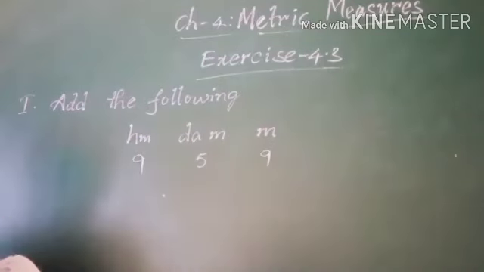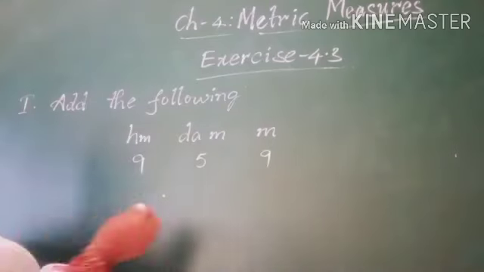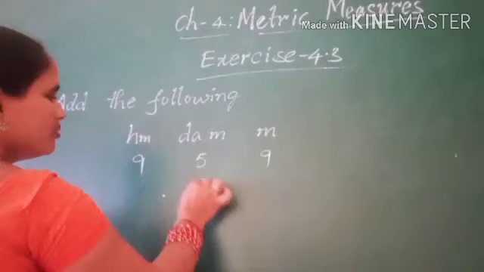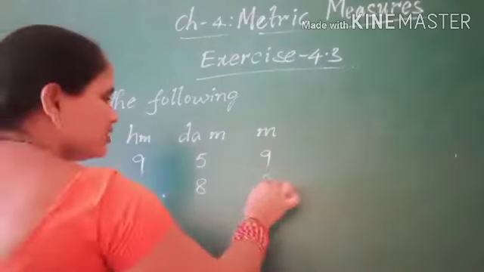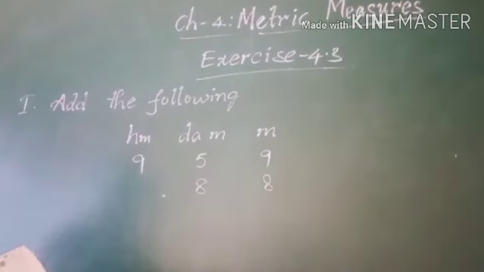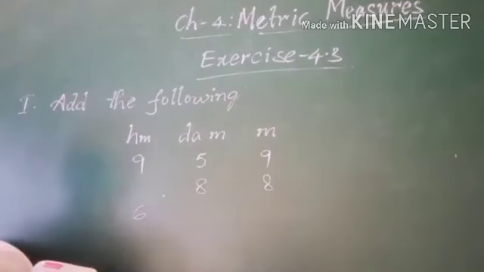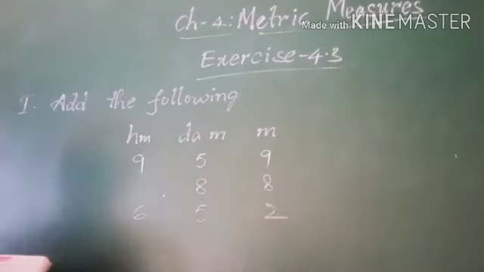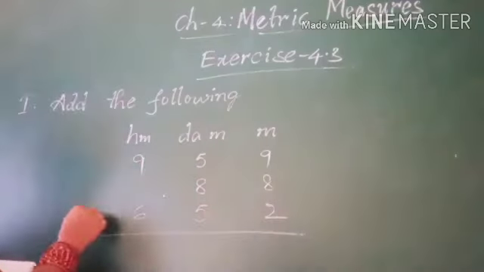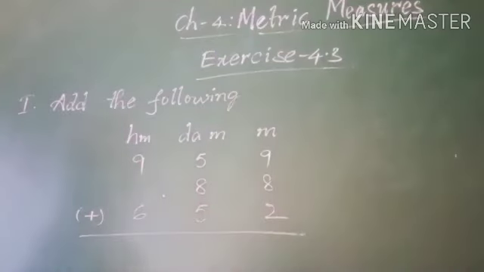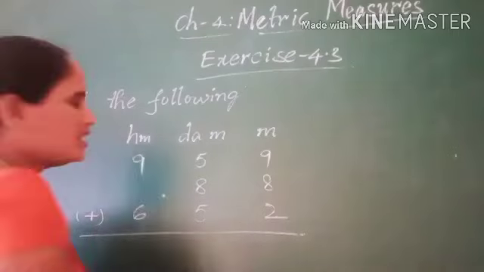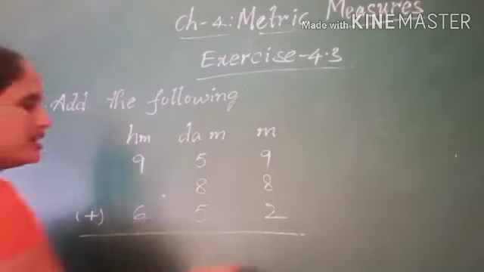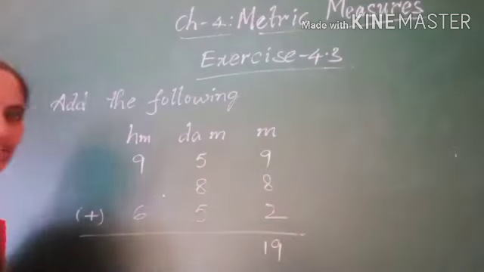In the second one, 8 decameters and 8 meters. So 8 we write in the decameters column and another 8 in the meters column. Next one, 6 hectometers, 5 decameters and 2 meters. So 6 we write in the hectometers column, 5 in decameters, 2 in meters. Then what we have to do here? Addition. 9 plus 8, 17, 17 plus 2, 19. So 19 you write here.